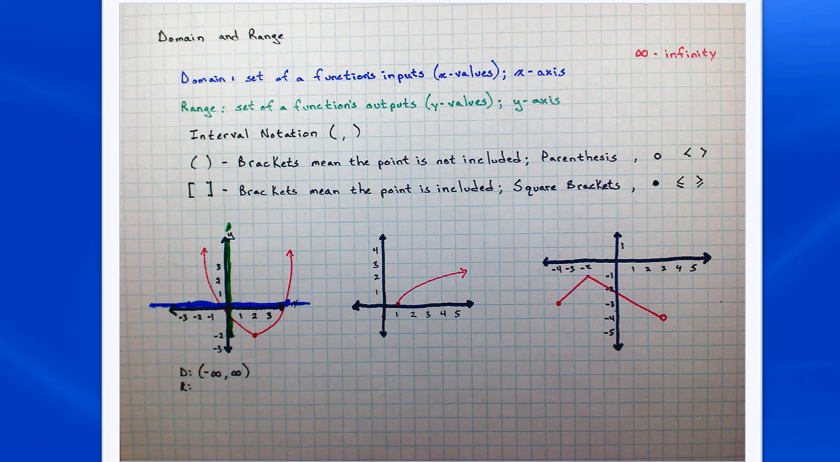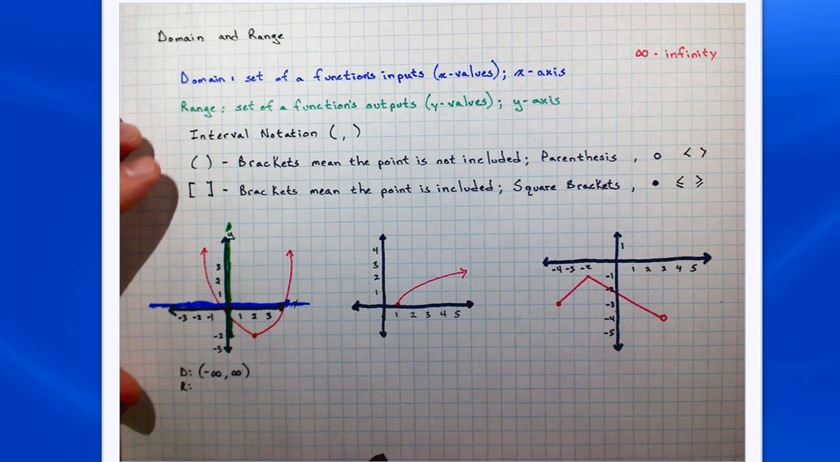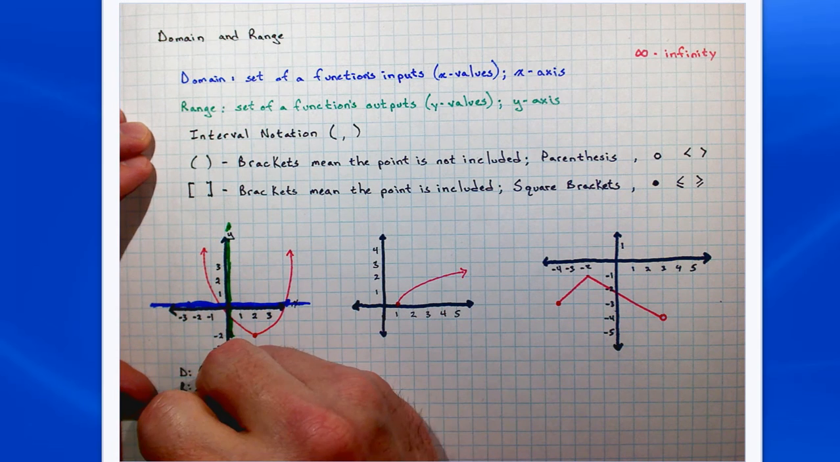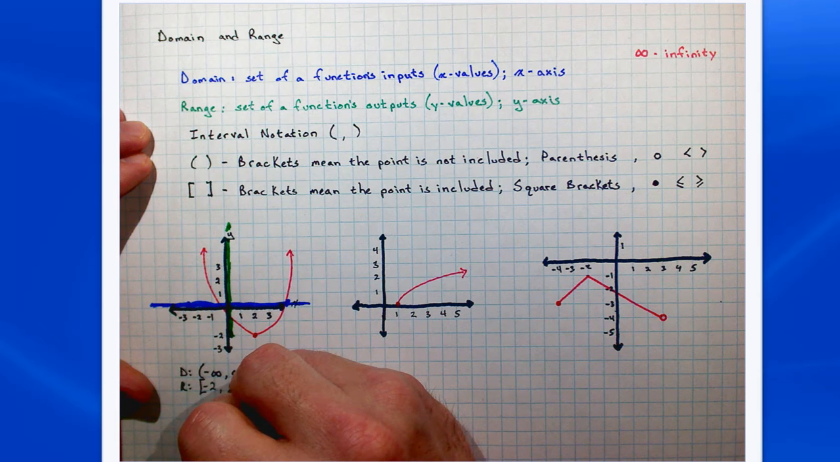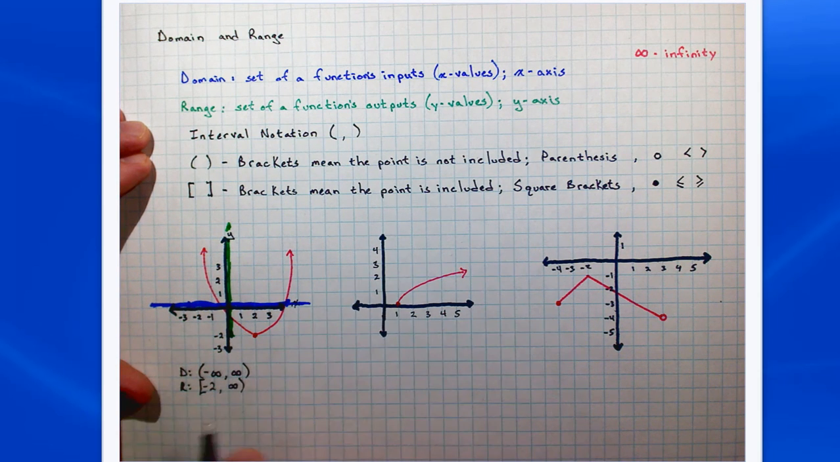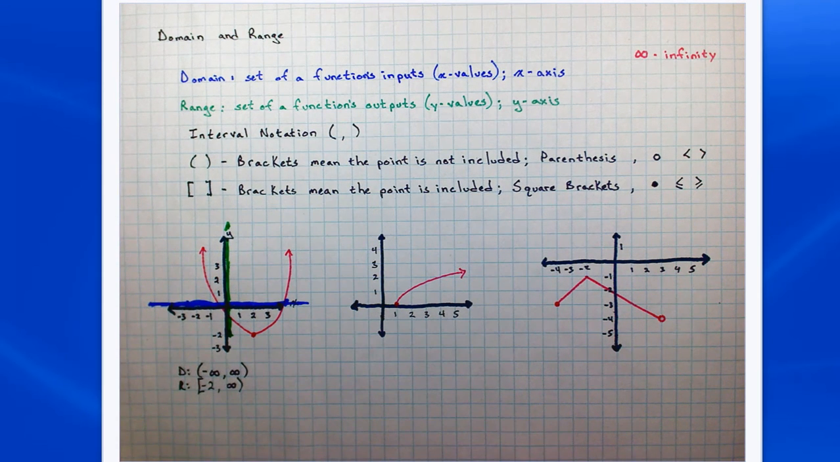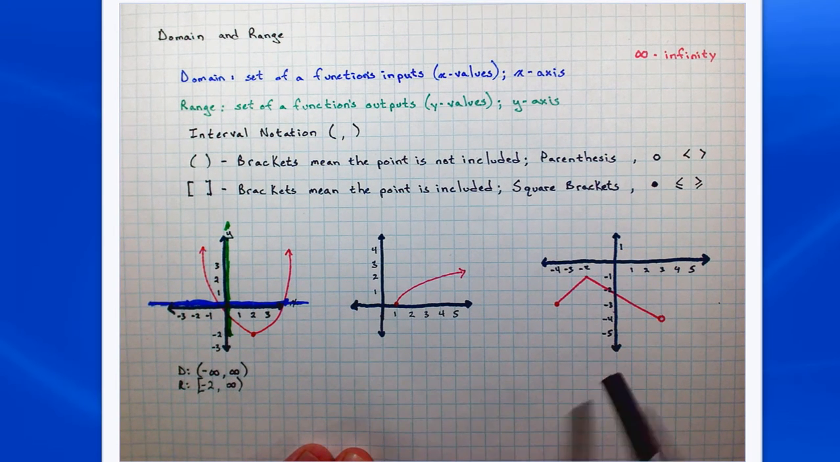So for writing this, do I use a parenthesis or a bracket? I use a bracket. The bracket tells me that 2 is included, and it goes all the way to infinity. So I have a square bracket and a parenthesis. That is my domain and range for that function. Now, if you would like, pause the video and see if you can get the domain and range. Let's see if we get the same answers.